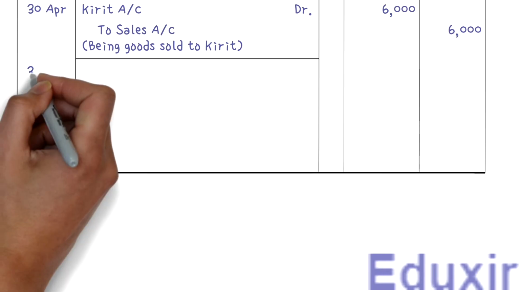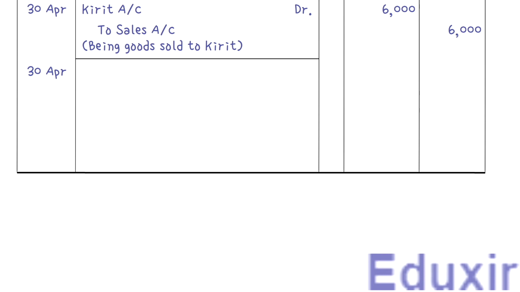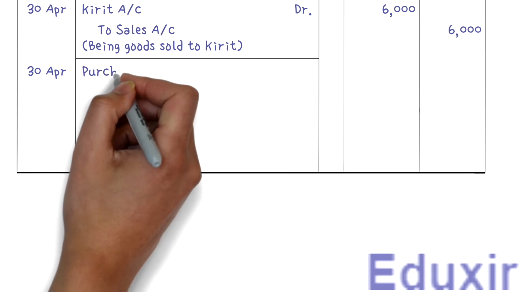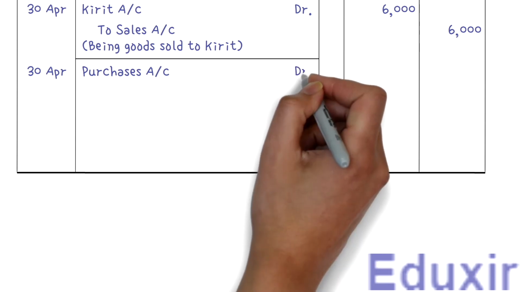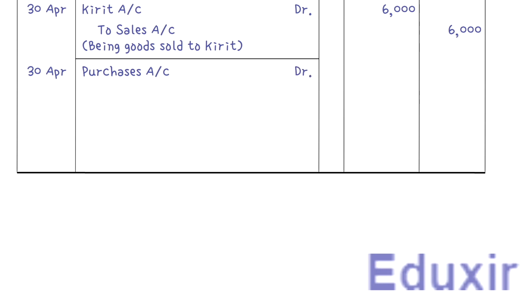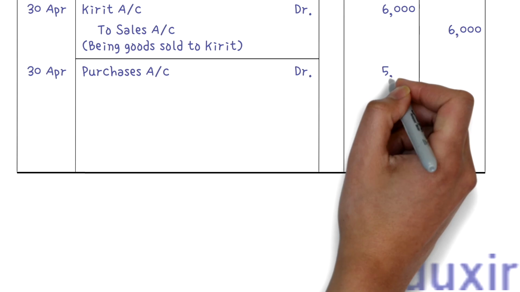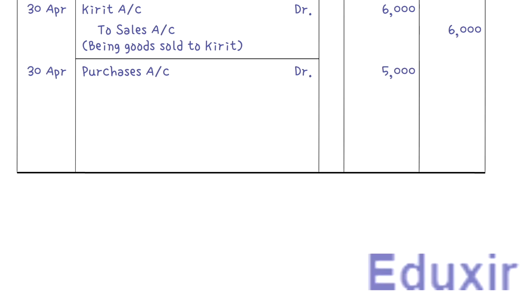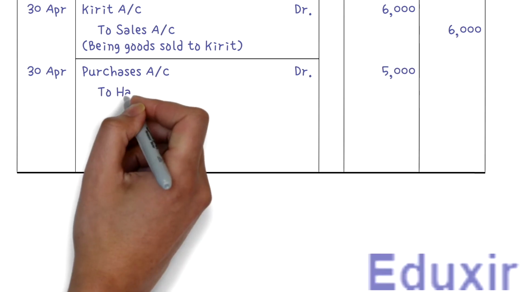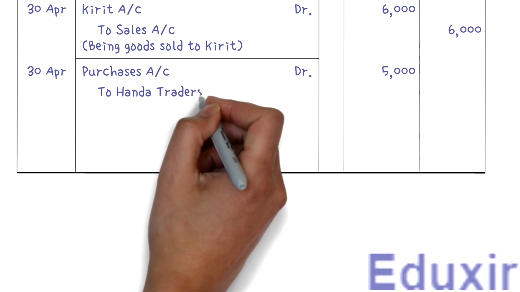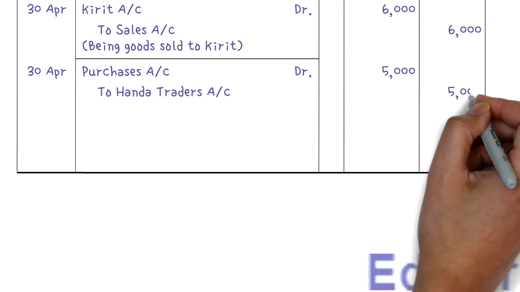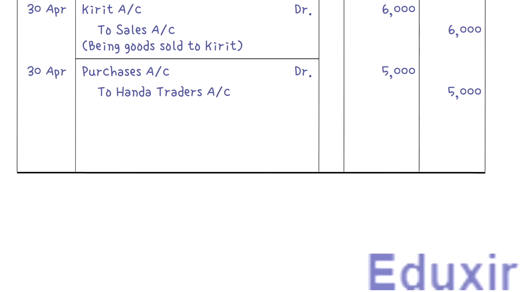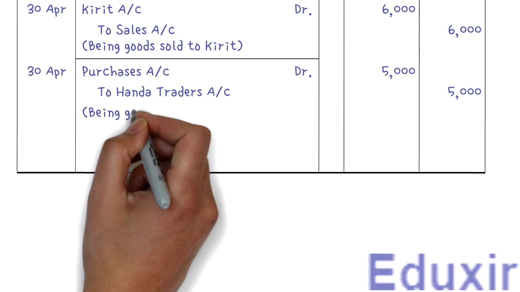Let us first record the date. Let us then record the purchases account as the debit entry. Let us also write the text DR to indicate that this is a debit entry. Let us then record the debit amount of 5,000 rupees in the debit amount column. Leaving a margin, let us record Honda Traders account as the credit entry. Let us also record the credit amount of 5,000 rupees in the credit amount column. Let us now record the narration or description of this transaction, that is, being goods purchased from Honda Traders.